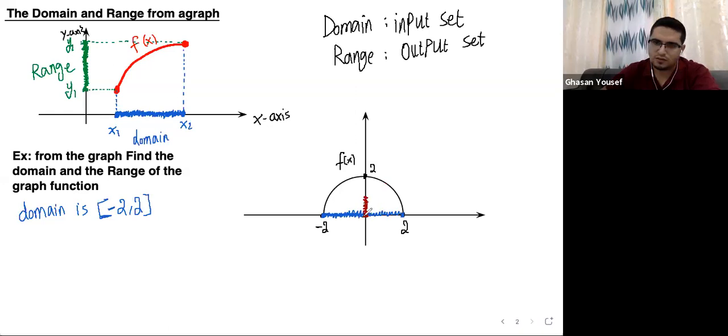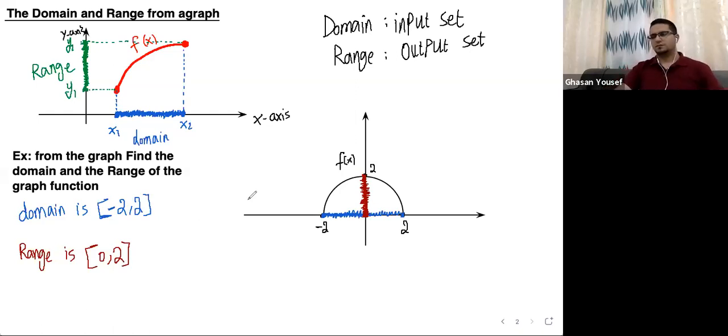It shows starting from 0 and going up to 2. The 2 is used because f of 0 is 2. So all these values are used. So this is my range. So the range is the closed interval from 0 to 2. Any questions for this example?